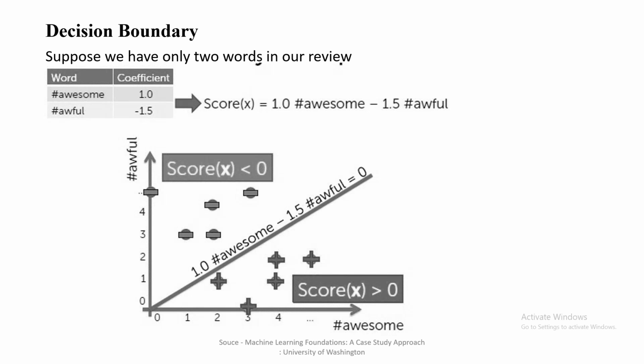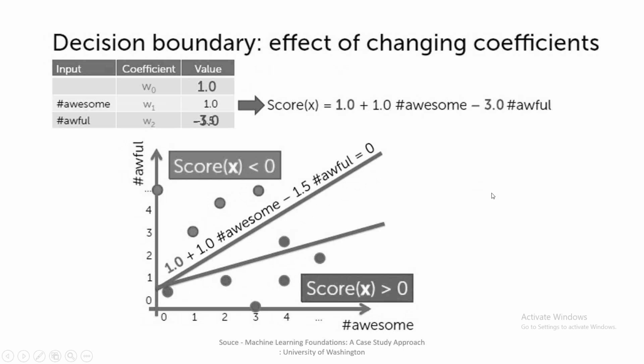Because the number of awesome is 3 and the coefficient of awesome is 1, so 1 into 3 is 3, and the number of awful is 1 and the coefficient of awful is 1.5, so 1.5 into 1 is 1.5. Overall 3 minus 1.5, which is 1.5. Exactly, all of you are correct. So the score will be 1.5, and since the score is greater than 0, I will predict it as positive. I think you have understood this concept. Okay, great. Moving on. Now let's see what happens.